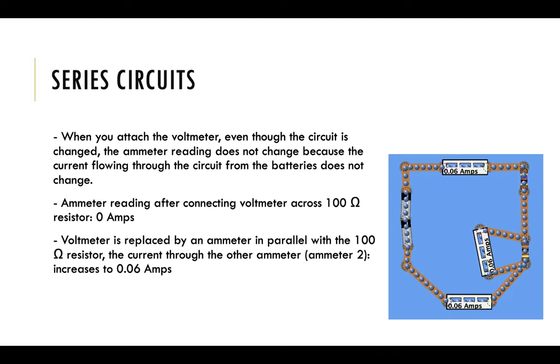When you attach the voltmeter, even though the circuit is changed, the ammeter reading does not change because the current flowing through the circuit from the batteries does not change. Ammeter reading after connecting a voltmeter across the 100 ohm resistor was 0 amps. When the voltmeter is replaced by an ammeter in parallel with the 100 ohm resistor, the current to the other ammeter, ammeter 2, increases to 0.06 amps.